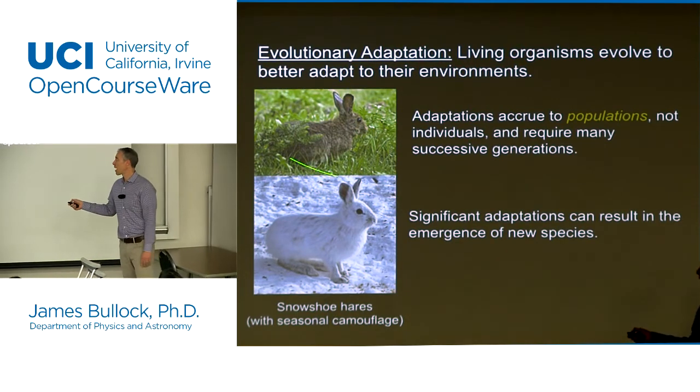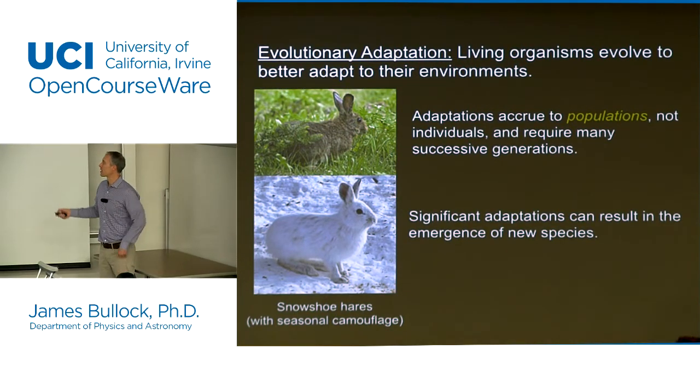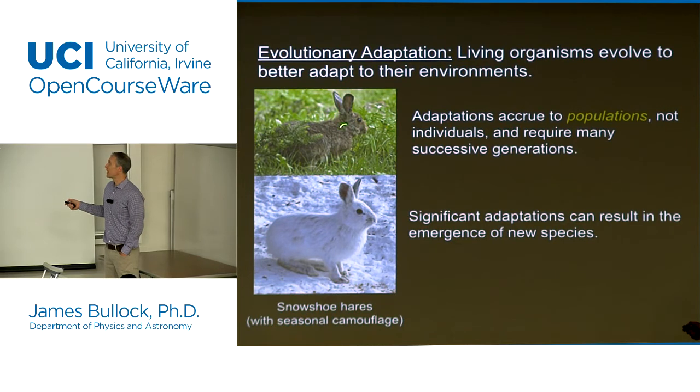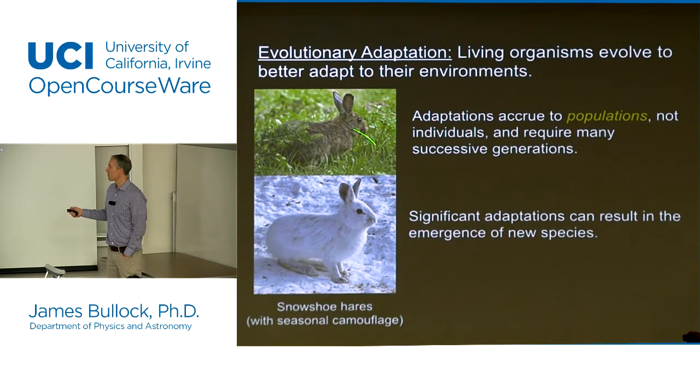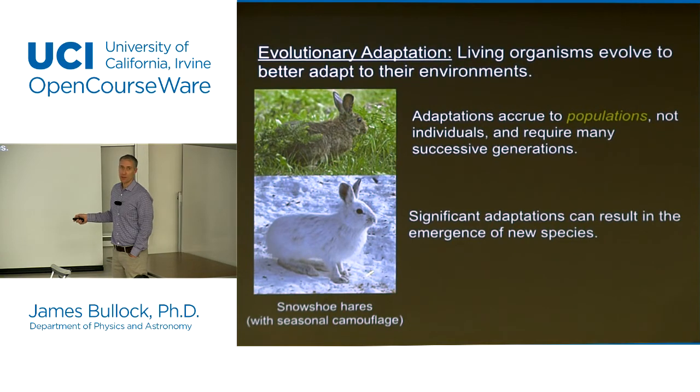You've got a rabbit that lives somewhere where it's green, and here we've got a rabbit that's living where it snows. The snowshoe hares have these seasonal camouflages. So when it's green, it has this, and when it's snow-like, it does this. This is an evolutionary adaptation to keep it hidden.